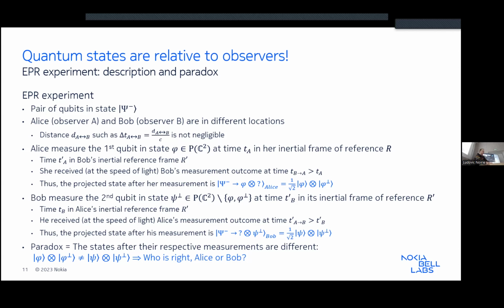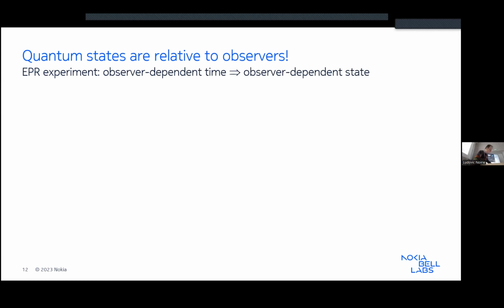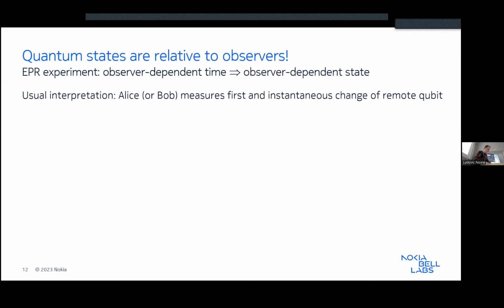But most people do not like this, and they do not consider this. They just say that the usual interpretation is that Alice or Bob measures first and then instantaneously changes the state of the other qubit. If you consider that one has performed the measurement first, then you can say, for example, if Alice measures first before Bob, well, Alice is right and Bob is wrong, in fact. You may think like this.